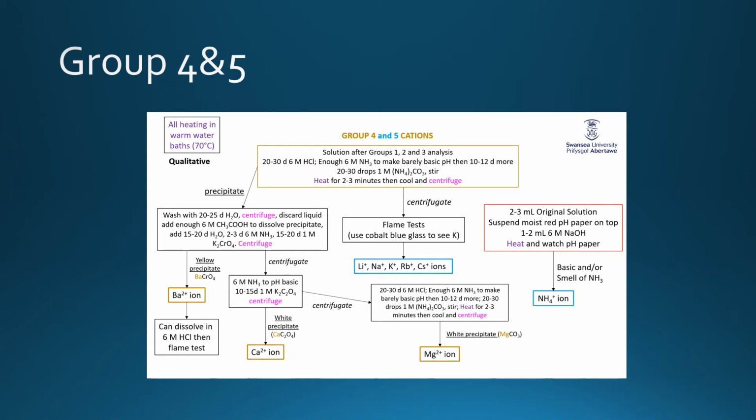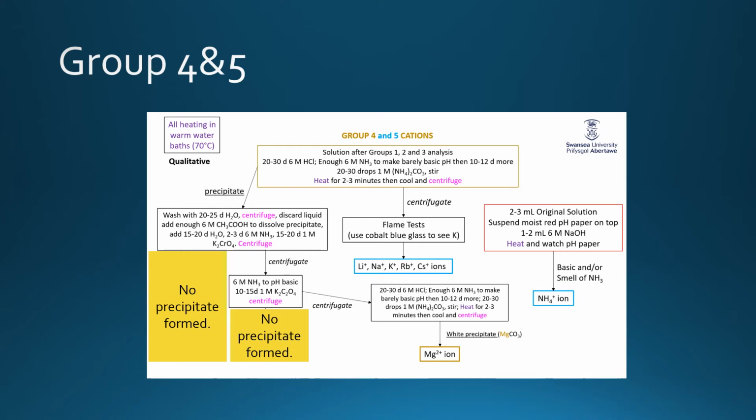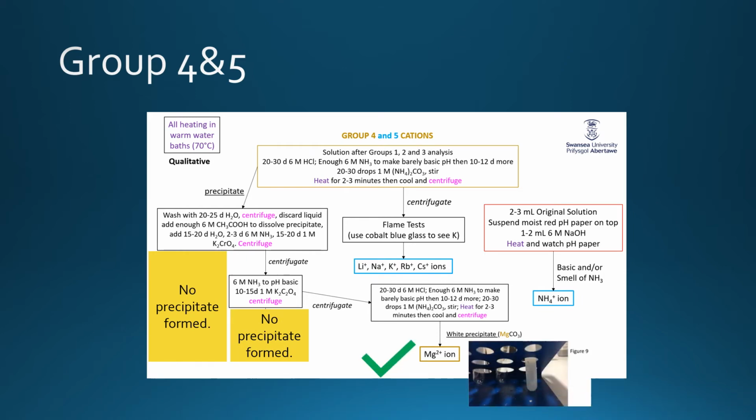So first of all we're going to look at the insoluble carbonates. So when testing for barium we found that no precipitate formed at all. Same thing for calcium, nothing formed. However, for our magnesium we did end up getting a nice white precipitate forming, so we can definitely say that we have magnesium in there.